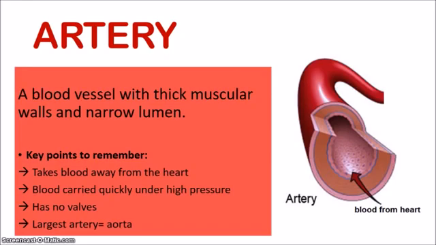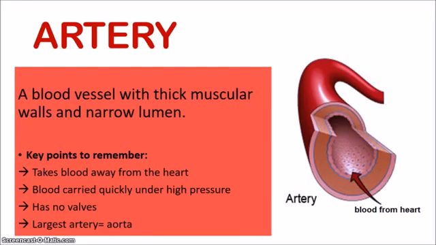Now, the blood carried is under high pressure. So that blood flowing through the artery is under high pressure and it's moving very quickly. So you can relate this feature to the structure. The thick muscular walls are going to help withstand that high pressure, and the narrow lumen is what actually helps to maintain that high pressure. So that high pressure blood flowing through allows the blood to flow quickly, and the thick muscular walls are going to help withstand that high pressured blood.